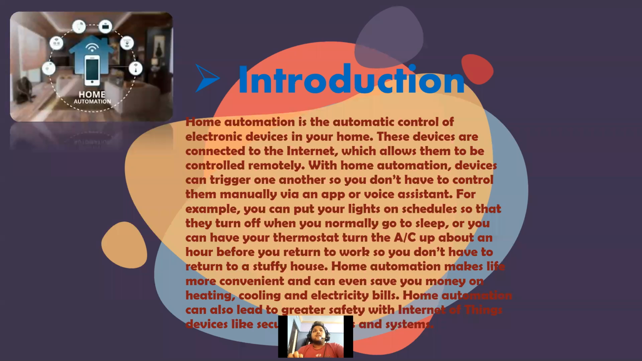Introduction. Home automation is the automatic control of electronic devices in your home. Those devices are connected to the internet, which allows them to be controlled remotely from anywhere around the world, with applications and voice control like Google Assistant or Alexa. For example, you can put your lights on schedule so that they turn off when you normally go to sleep, or you can have your thermostat turn the AC up about an hour before you return from work so that you don't have to return to a stuffy house.